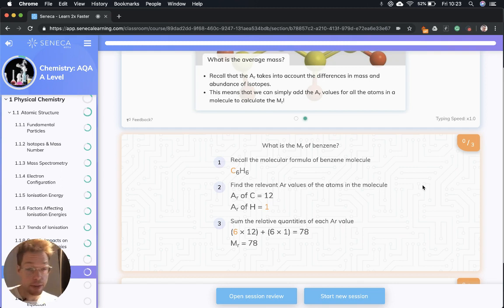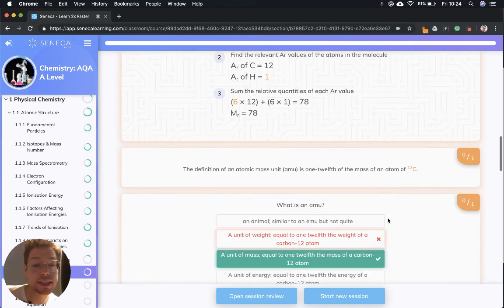So benzene is an aromatic hydrocarbon that has the formula C6H6. To find the relative atomic mass, we would look at a periodic table and would see that for carbon it's 12 and for hydrogen it's 1. So if we use the formula C6H6, the calculation we need to do to calculate the MR of benzene is 6 times 12, the 12 is from carbon, and we add that to 6 times 1, the 1 is the AR of hydrogen, and that gives us 78. So putting that all together, the MR of benzene is 78.